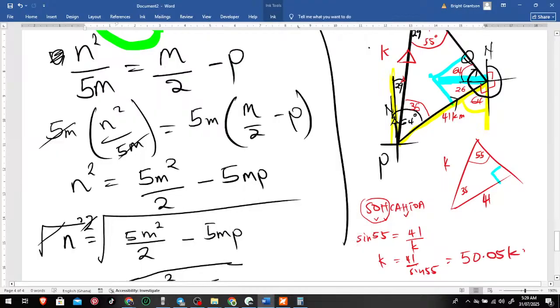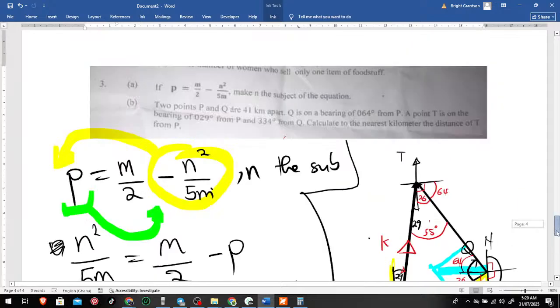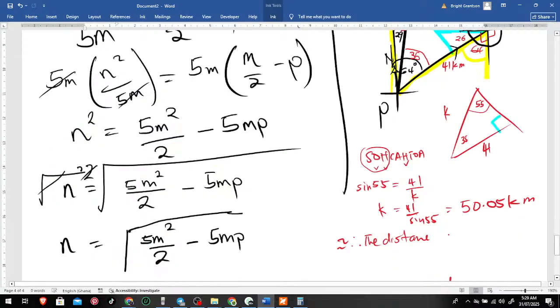50.05 kilometers. Okay. Now let's look at the question. If they say we should round it to something, then we do it. This says calculate to the nearest kilometer. So to the nearest means 50 kilometers. Therefore, the distance of T from P is 50 kilometers.